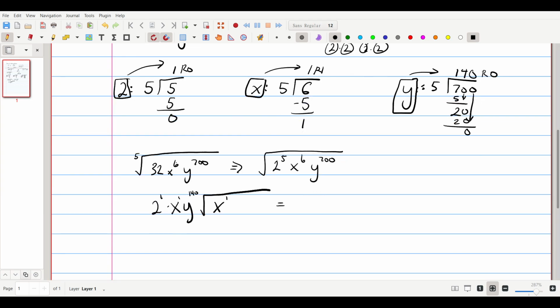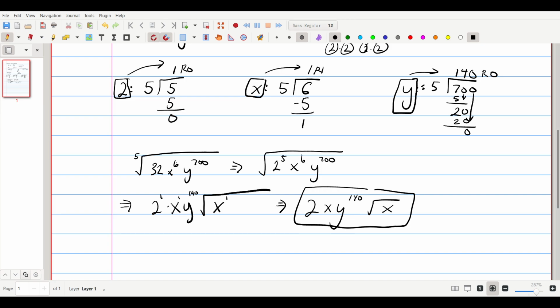So if we were to simplify this, 2 to the first power is just 2. x to the first power is just x. We have y to the 140, and then root x, because x to the first power is just x. And so this is our simplified answer, and we're done.